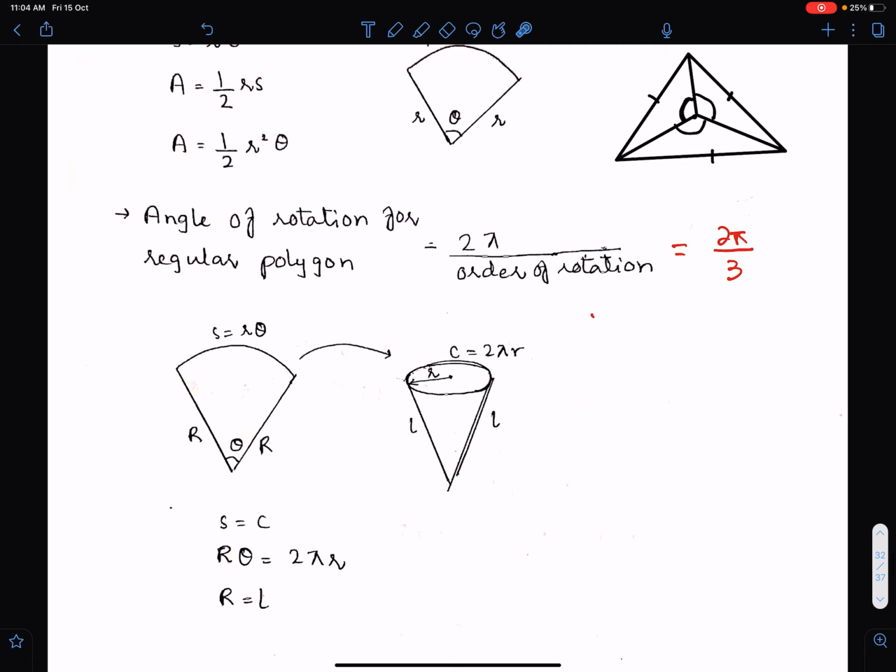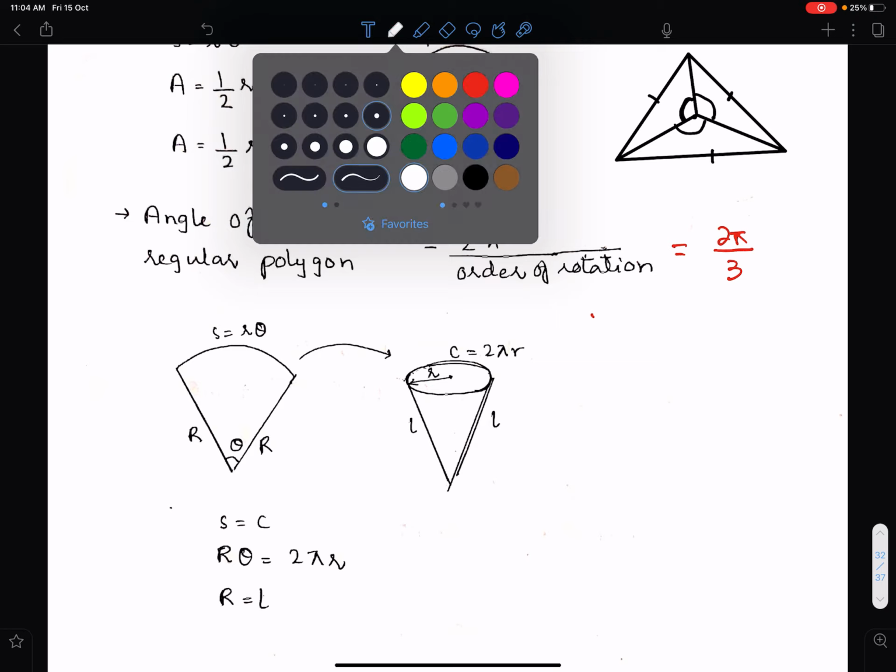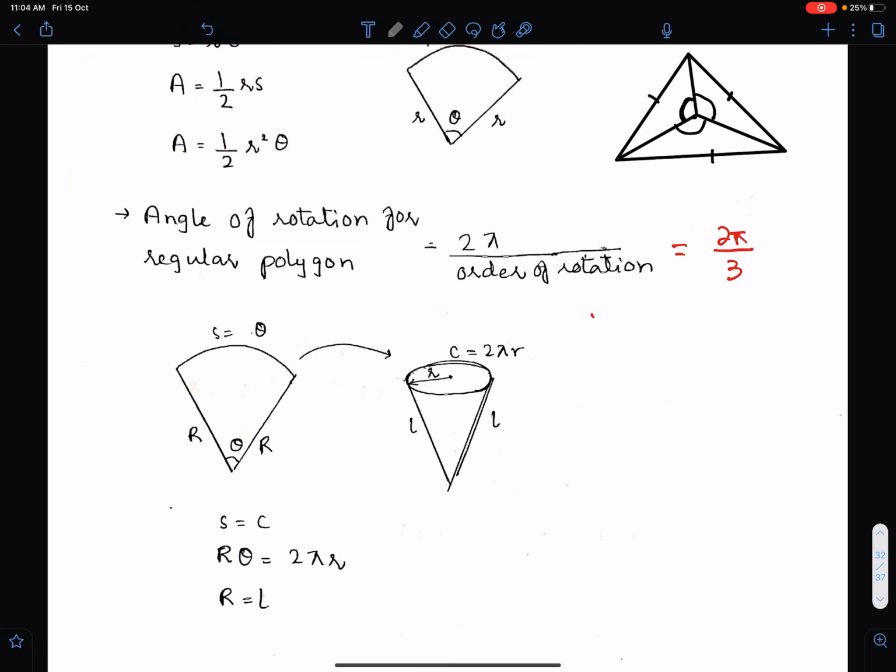And you know this conversion, when you open a cone, it transforms in the form of a sector. Or when you fold a sector, it forms the cone. So the arc length of the sector transforms into the circumference of the base of the cone. So S will become this. Let me add one thing. This is small r, capital R.